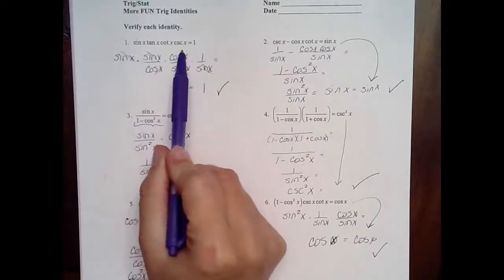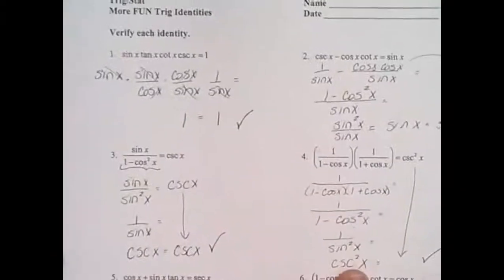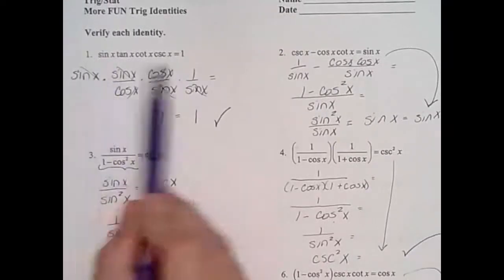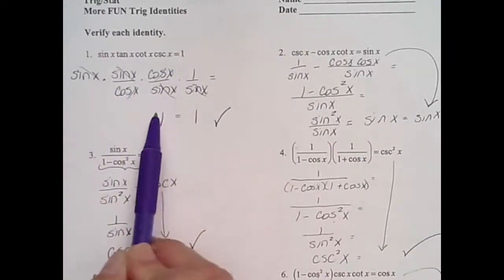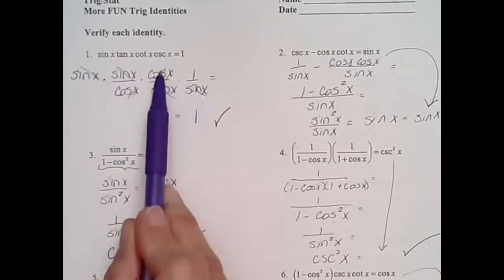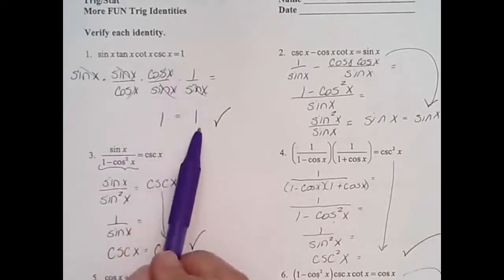No squares. When I have no squares, let me zoom in a little bit. Maybe that'll help too. When I have no squares, I know I'm not using my Pythagoreans, so I'm going to change everything into sines and cosines like I did here. 2 sines in the numerator, 2 in the denominator. Cosines, 1 of each, they cancel, so I get 1 is equal to 1.